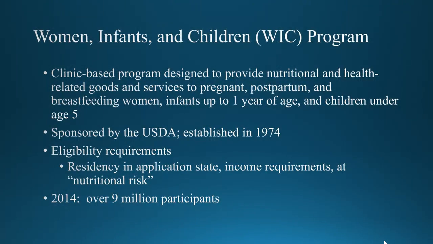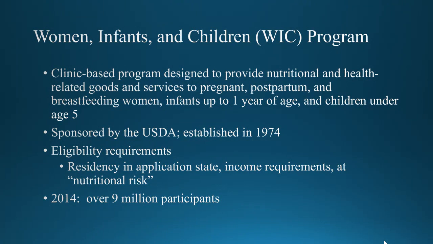The government has a program that was established in 1974, called the Women, Infants, and Children Program, WIC. It's a program designed to provide nutritional health-related goods and services to pregnant, postpartum, and breastfeeding women, including infants up to 1 year of age and children under 5 years old.